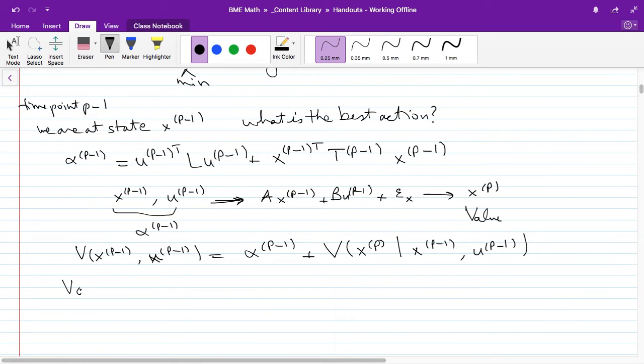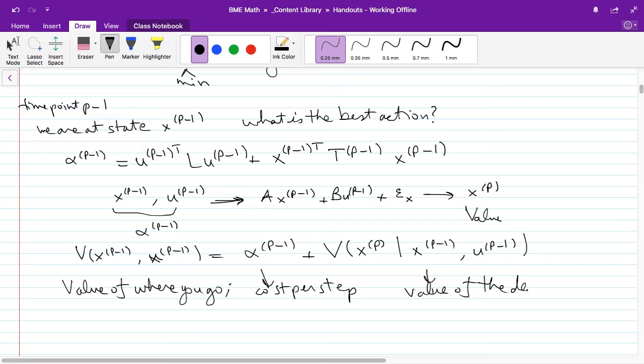So value of where you go. This is cost per step, and this is value of the destination. I'm sorry, this is value of where you are, not where you go.